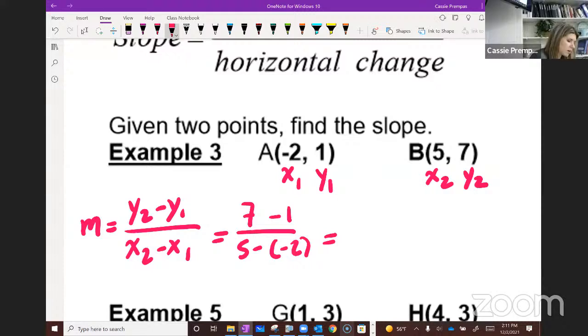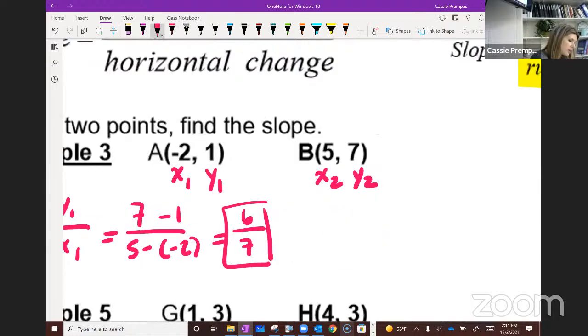What's 7 minus 1 come out to equal? 6. And what happens when you minus a negative? Good, becomes positive. So this would be 6 over 7. Now, if you're more of a visual learner, even if you're not, this is going to be helpful for when we graph. You could plot those points. So A would be at -2, 1.